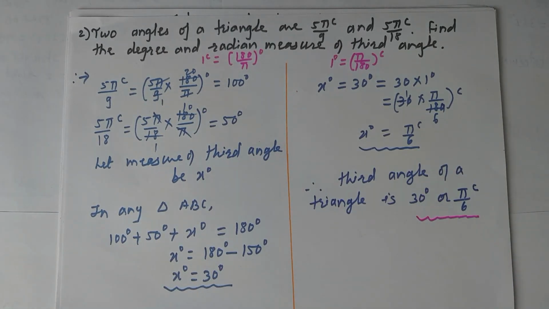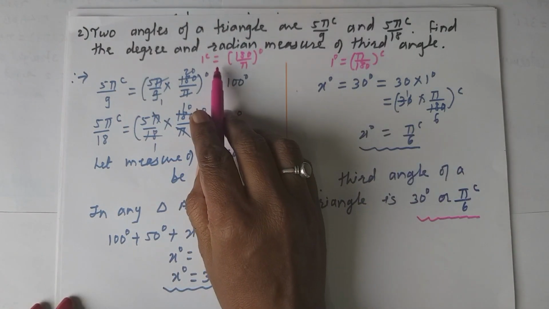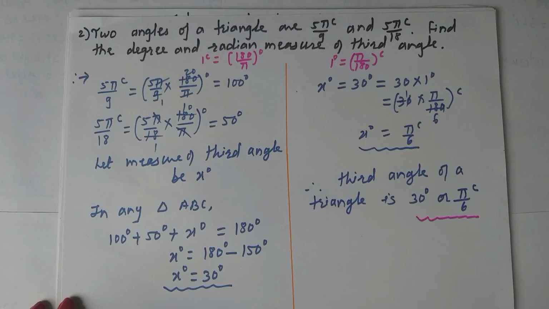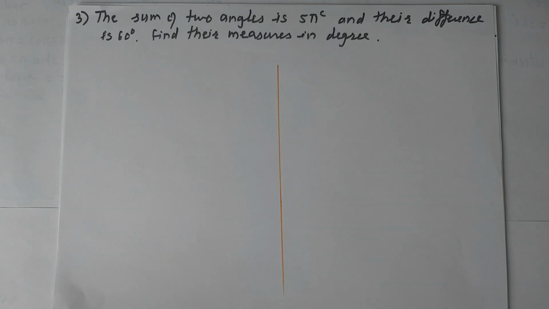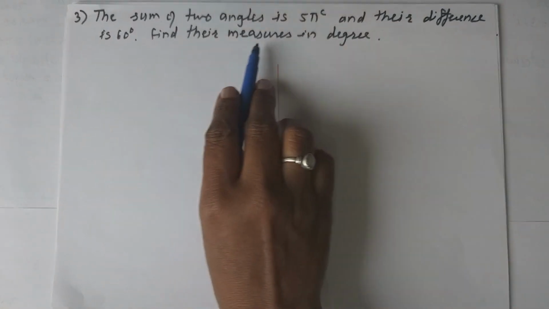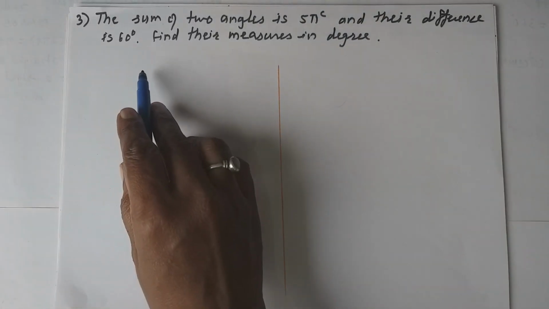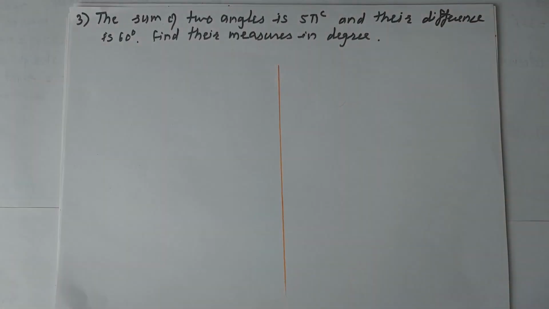In this way, if you know this conversion, that is 1 radian is equal to 180 by pi degree, 1 degree is equal to pi by 180 radians, then it is very easy to find the angle both in degree as well as in radian measure. Let's see the third problem. The sum of two angles is 5 pi radians and their difference is 60 degree. Find their measure in degree.